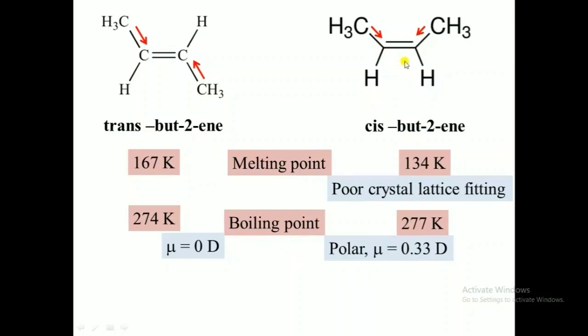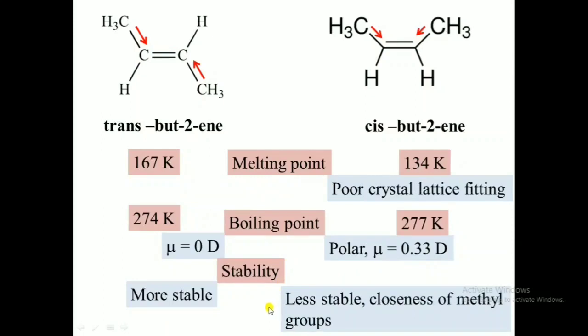This polarity makes its boiling point higher, because the different molecules of cis-2-butene have a weak interaction. That interaction makes its boiling point slightly higher than the trans isomer, trans-butene. Okay, and if you see the stability of these isomers, trans-butene is more stable than cis-butene.